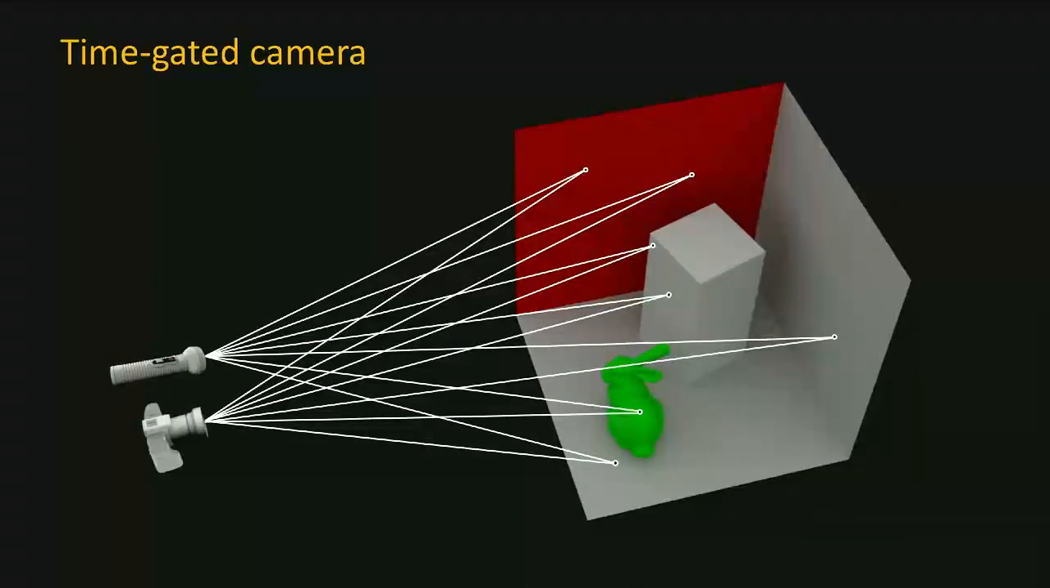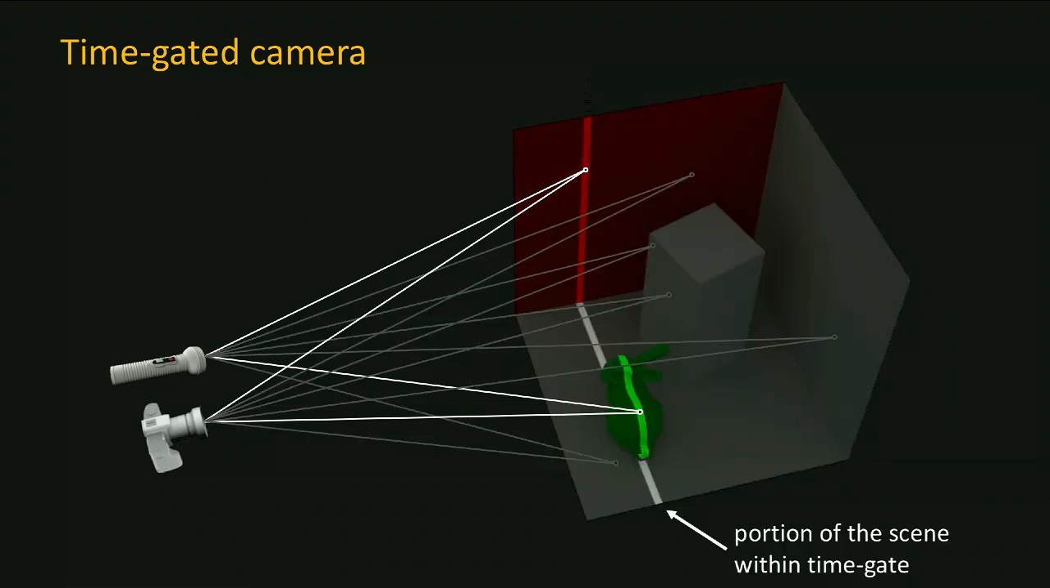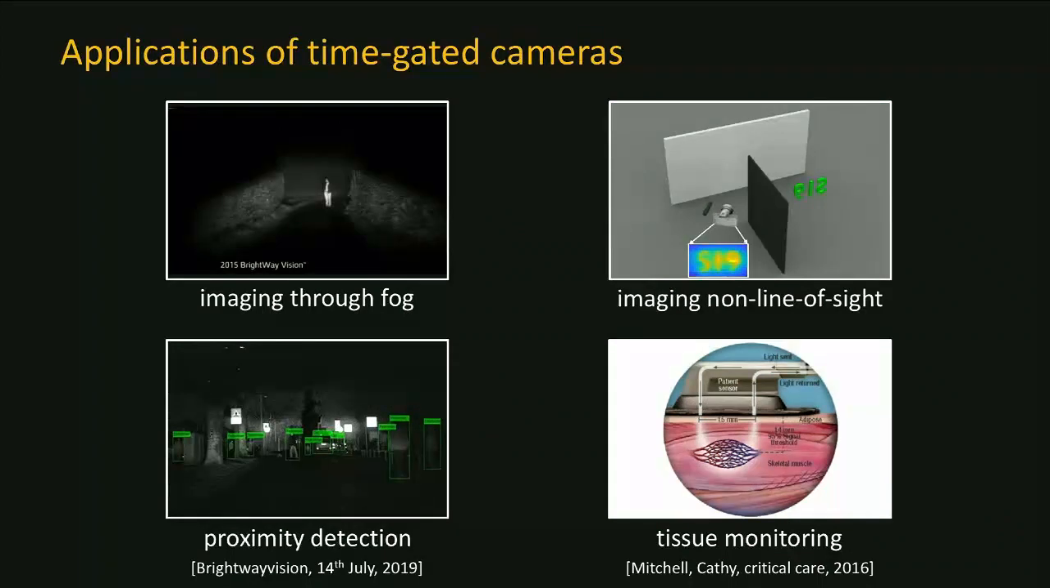In this talk, I am going to focus on a particular kind of camera called time-gated camera that accepts photons whose total time of travel is in a path length range of interest and reject all other photons. Time-gated cameras started showing up in a lot of applications, including imaging through fog, imaging non-line of sight objects, proximity detection for cars, and for tissue monitoring. Given the large variety of applications, efficient, physically accurate rendering algorithms tailored towards time-gated cameras can be an invaluable tool for the advancement of science.